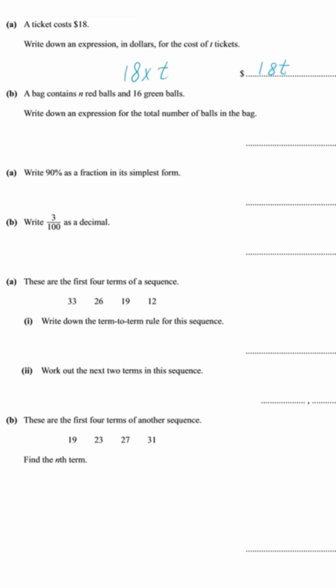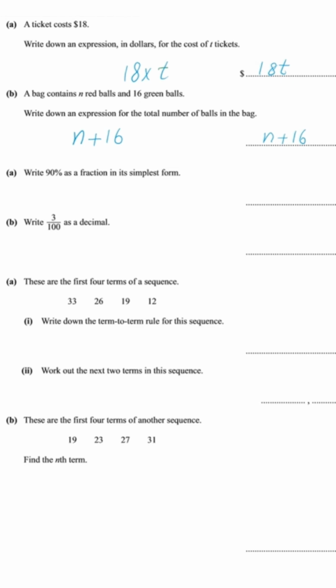Now in the next simple question, a bag contains n red balls and 16 green balls. Obviously we will have to add them to find the total, right? We need an expression for the total number of balls in the bag. So total number of balls is red plus green. Red are n, green are 16. So n plus 16 is the answer.